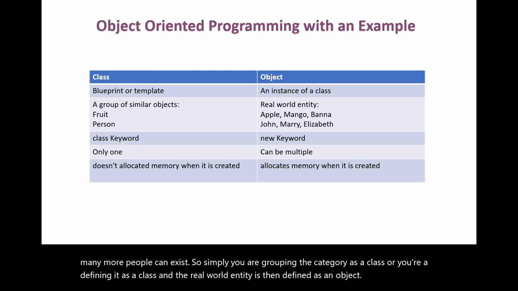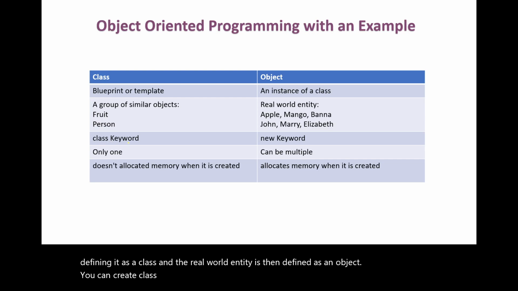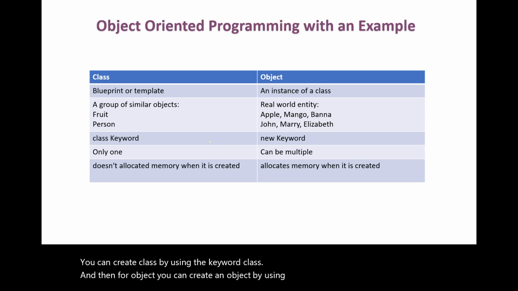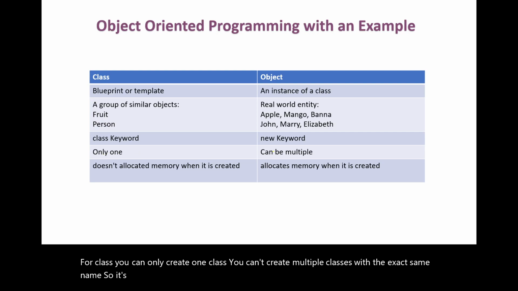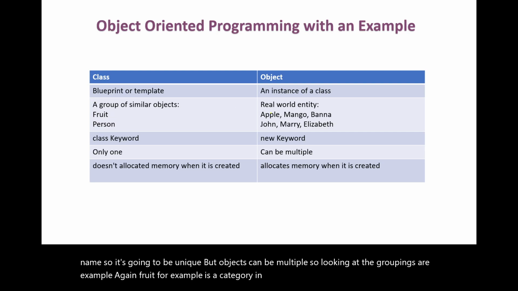You can create a class by using the keyword class, and then you can create an object by using the keyword new. For a class you can only create one class. You can't create multiple classes with the exact same name, so it's going to be unique. But objects can be multiple. So looking at the grouping example again, fruit, for example, is a category in itself, and you have multiple objects based on that, such as apple, mangoes, and bananas.